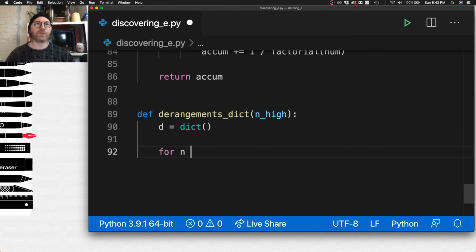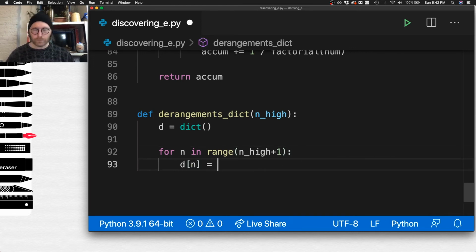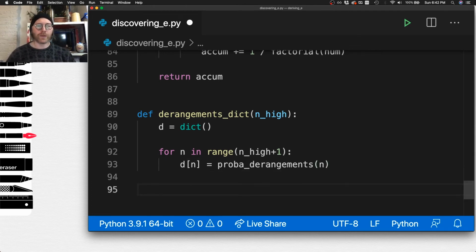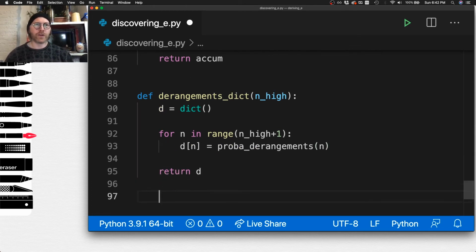So define a dictionary, say for n in range, we're going to go to n high plus 1. D sub n is going to get the probability of derangements of n. And then we'll return the dictionary. I'm going to say for n and the probability in the derangements dictionary, and let's do up to 500.